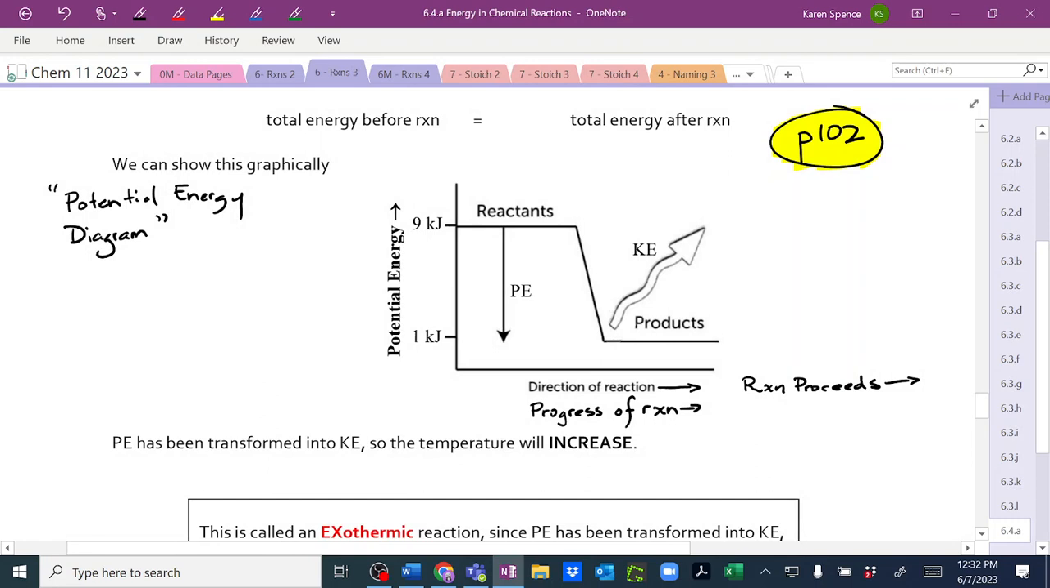Okay, and one thing that makes me happy about this diagram compared to the one from last day is that the change in potential energy, the arrow actually starts at the correct place and finishes at the correct place. So if I was to draw a little dashed line here, you can see that this downward pointing arrow ends where the products are. It doesn't end halfway down. Because the potential energy is decreasing, the arrow should point downward.